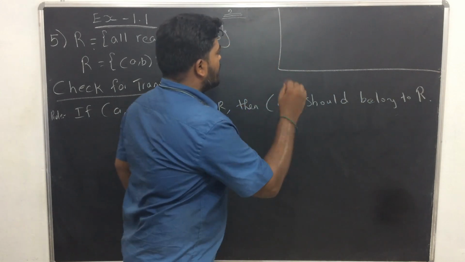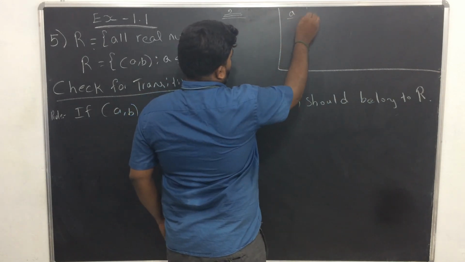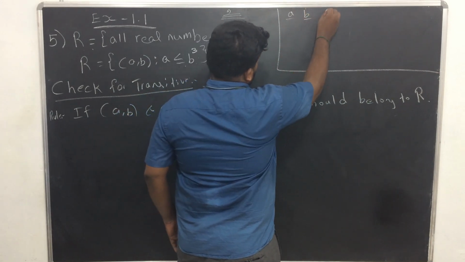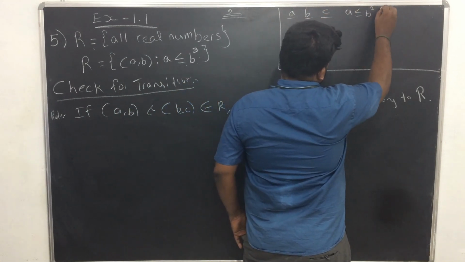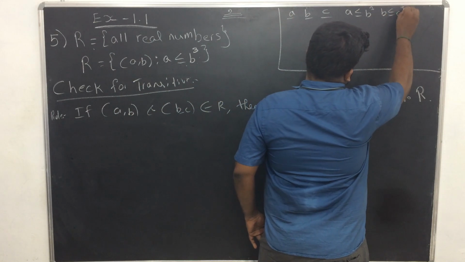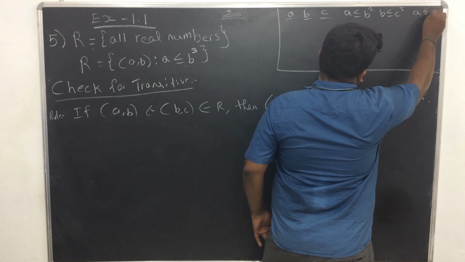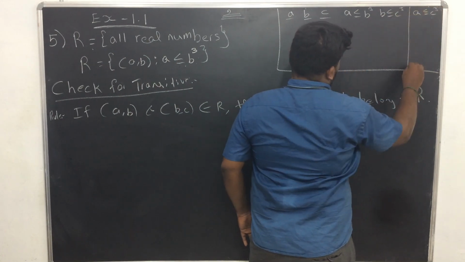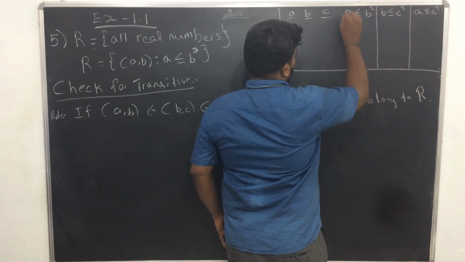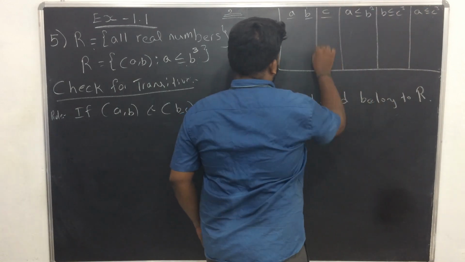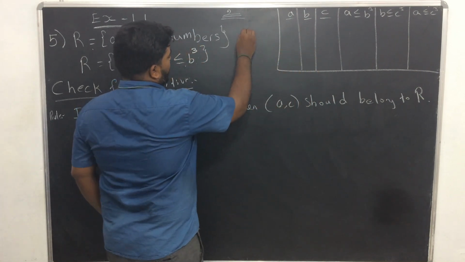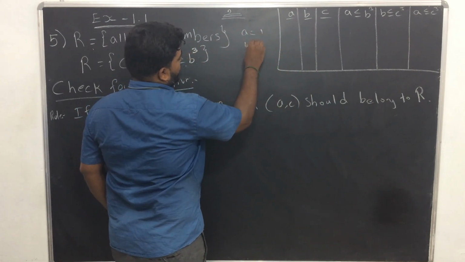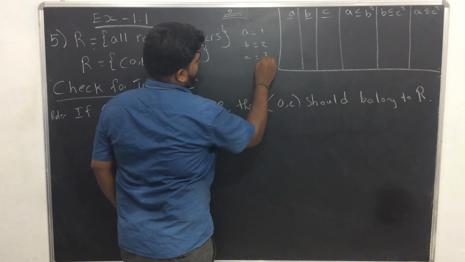Let's do a small workout. A, B, C: A is less than or equal to B cube, B is less than or equal to C cube, and A is less than or equal to C cube. These are the conditions for the relation, and these are the elements A, B, and C. Now let's take A to be 1. Let's do a simple guessing. A is 1, B is 2, C is 3.